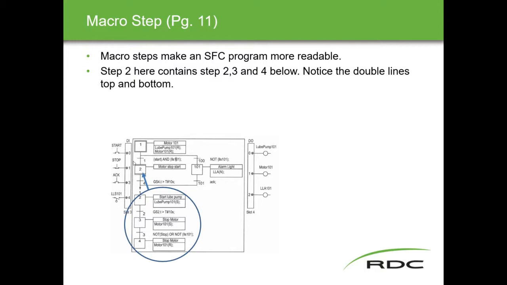So what we have here is another block. As I mentioned earlier, there's going to be another block that's a little bit different. We have the initial step with two borders all the way around it. We have a normal step with one border all the way around it. And then we have this new one here, two lines on top and two lines on bottom, which designates what we call a macro step. Everything that's going on inside of step number two is right here. So this is step number two.